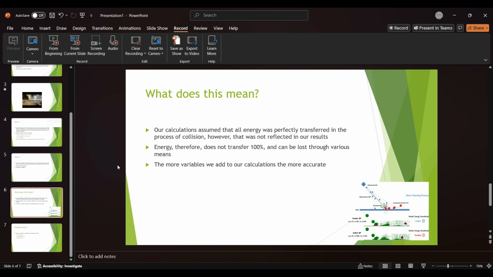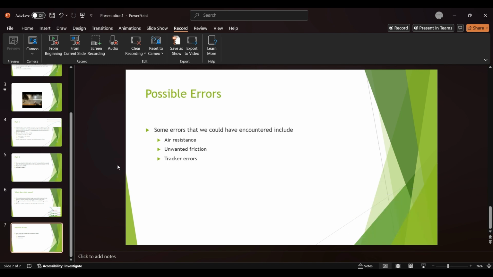As a note, as we add more variables into our calculations and calculate the final net energy, we'll see that we get closer and closer to the actual net energy in our experiment. As for possible errors, some that we could have encountered were unwanted air resistance and some unwanted friction. We said that it was frictionless, and it was close to frictionless, but it might not have been completely frictionless. We might also have had some Tracker errors. We might have tracked some data poorly, or Tracker might not have picked up some things.